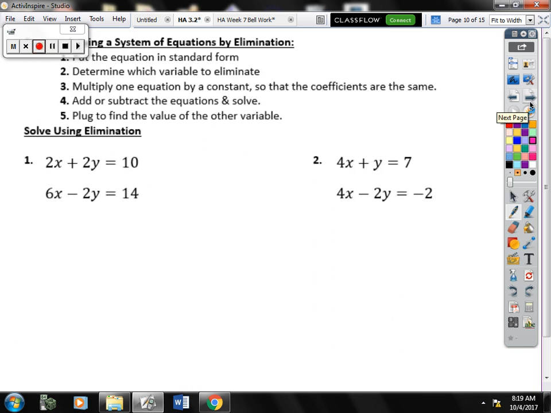So when we solve by elimination, we are going to make sure the equations are in standard form, make sure the x's are stacked on top of each other, the y's, the equal sign, and the numbers. Then you're going to determine which variable to eliminate. Okay, to eliminate a variable, they have to have matching coefficients.